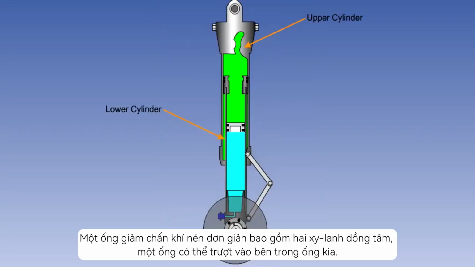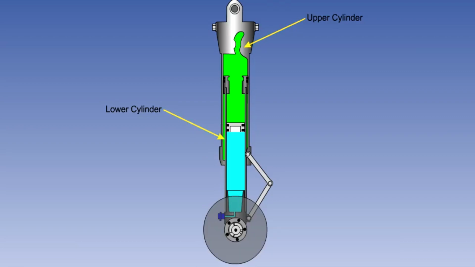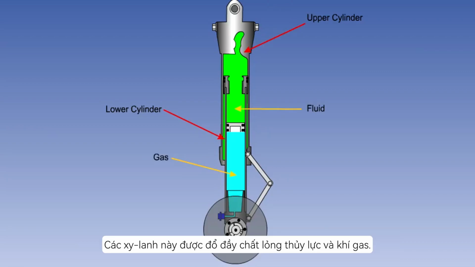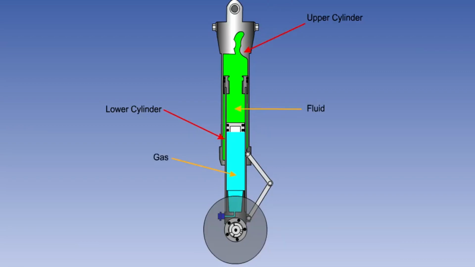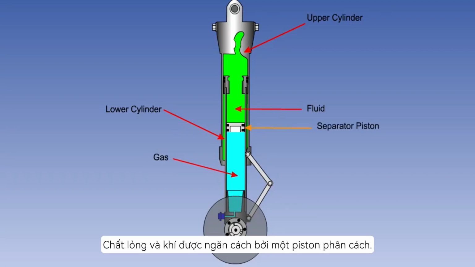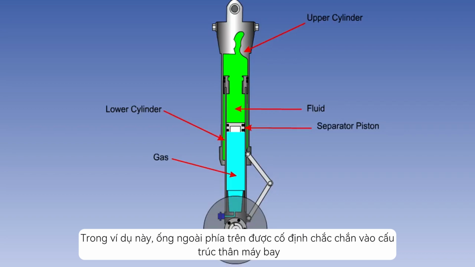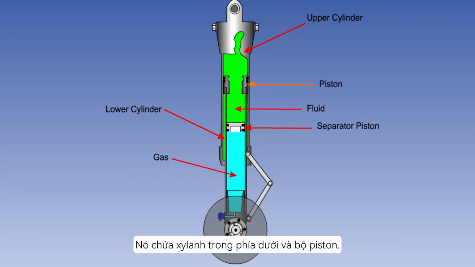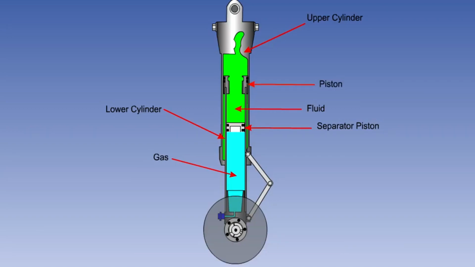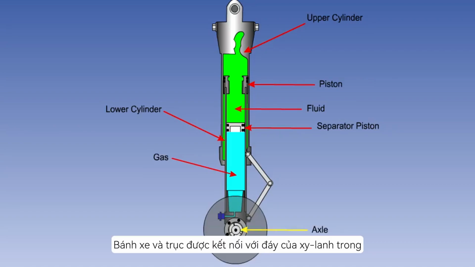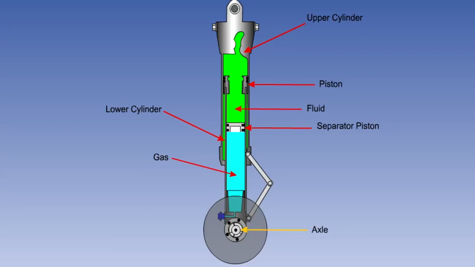A simple oleo-pneumatic strut consists of two concentric cylinders, one free to slide inside the other. The cylinders are filled with hydraulic fluid and gas. The fluid and gas are kept apart by a separator piston. In this example, the outer cylinder is fixed rigidly to the airframe structure. It houses the lower inner cylinder and piston assembly. The wheels and axle are connected to the bottom of the inner cylinder.